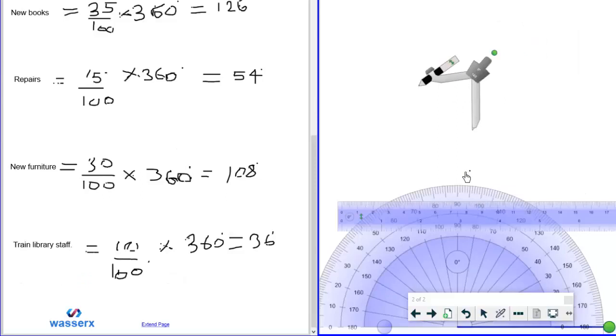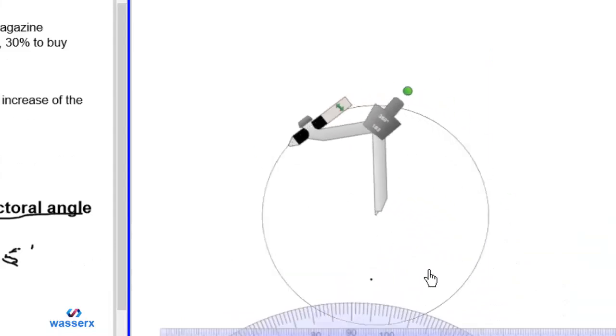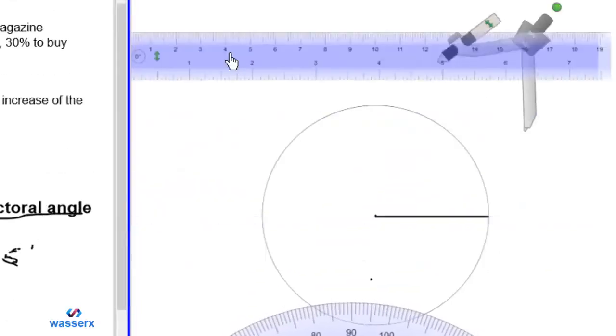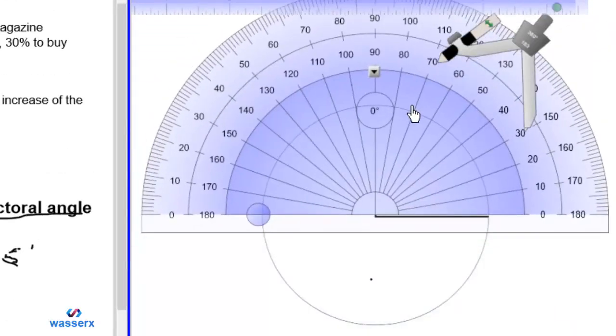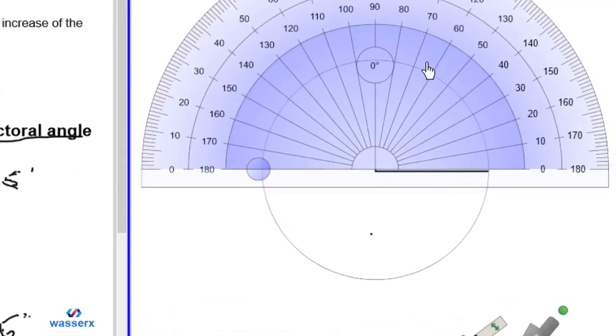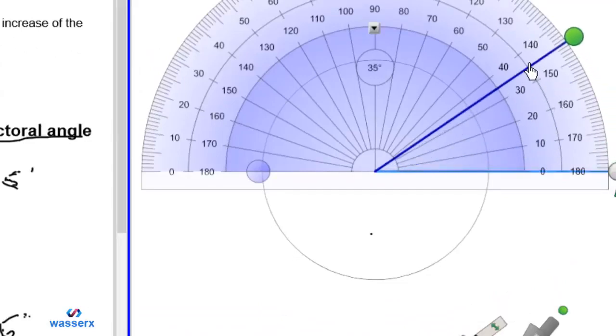Let us now represent this on a pie chart. So we take our pair of compasses and draw a complete circle again. Locate the center and the base radius or the baseline. Then now we measure the angle of each sector. So the first angle is 36 degrees.